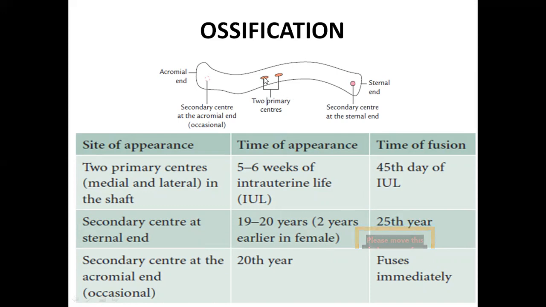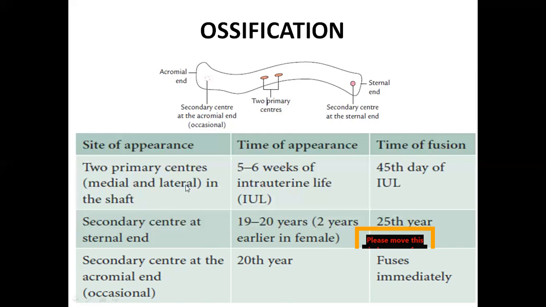So primary centers are two in number and they are appearing for the shaft. Towards the sternal end we have a secondary center at the sternal end, and at the acromial end we have a secondary center at the acromial end, which is occasional. Now, the two primary centers: one is medial, because this is near to the medial end, and this is away from the medial end.